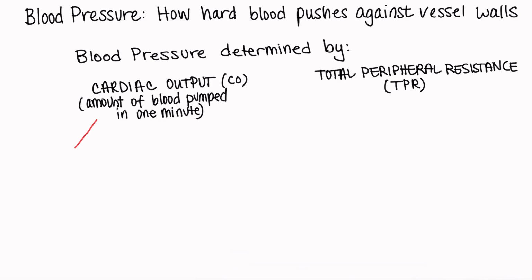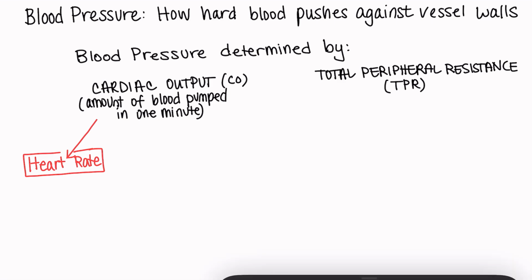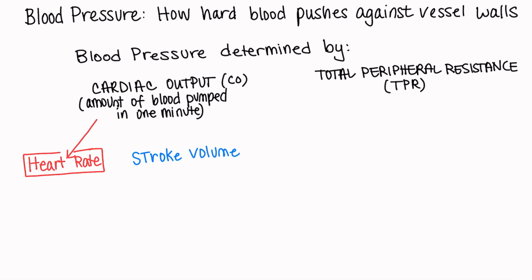Cardiac output, in turn, is determined by heart rate, which makes perfect sense, right? If you're trying to know how much the blood can pump in 1 minute, then you need to know how many times it pumped in 1 minute, how many times it beat. But that's not all you need to know. You also have to know how much it pumped each time it beat, right? And that's called stroke volume. So stroke volume is how much blood gets pumped out of the heart in each beat. And it's usually about 70 milliliters, but it can change.